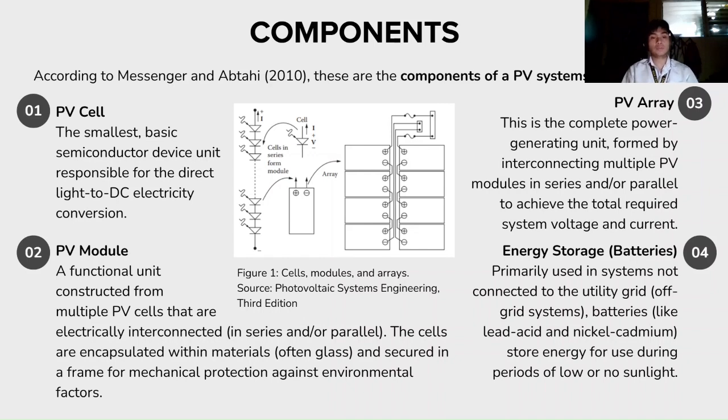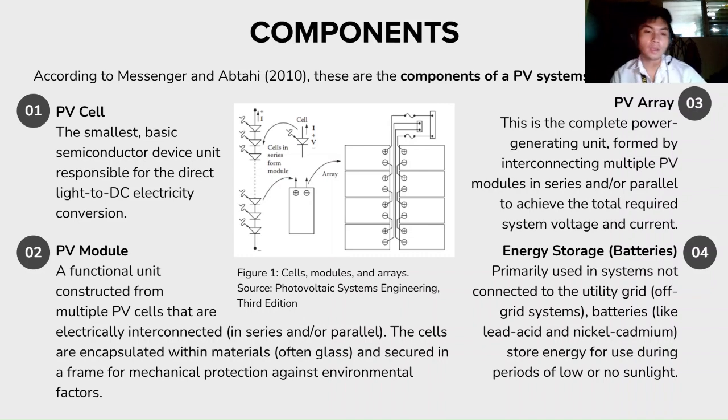And then two, PV module: a functional unit constructed from multiple PV cells that are electrically interconnected in series or parallel. The cells are encapsulated within materials, often glass, and secured in a frame for mechanical protection against environmental factors. So this PV module is just a group of connected PV cells. The configuration could be in series or in parallel depending on what voltage and current you are trying to achieve.